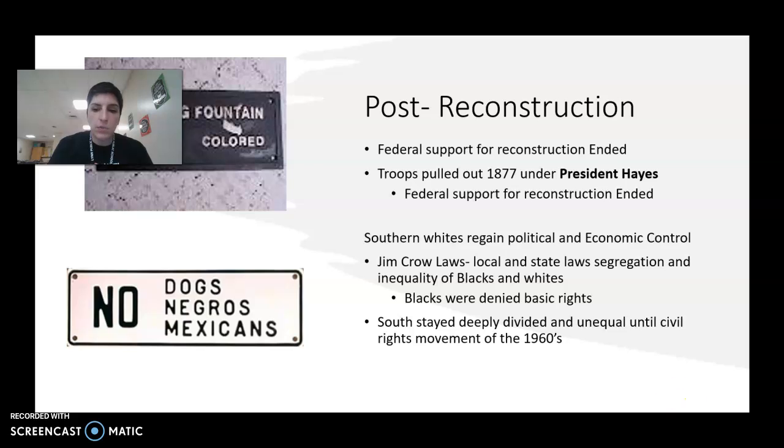And the South stayed deeply divided and unequal until the civil rights movement in the 1960s, which we had gone over. And that is the end of post-war. This is mostly what you needed to see after the Civil War, what had changed in terms of Reconstruction.